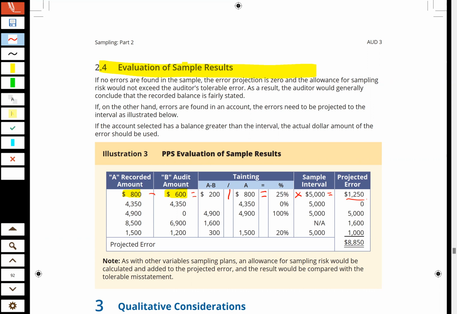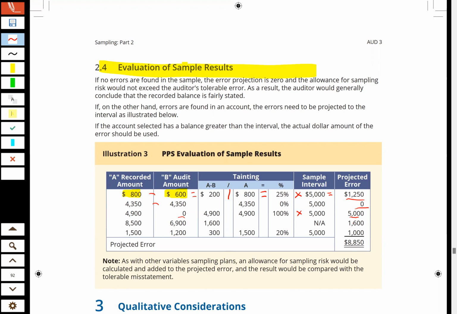Then we go ahead and we send the next one. There's no error. If there's no error, there's no projected error. No tainting, no projected error. Now we send the next one and the person comes back, and sometimes when you read confirmations, they're kind of funny because people will say all kinds of nasty things if it's wrong. I paid that, whatever, okay? And so what happens? We have 100% error here, and so we are saying that entire interval is in error.